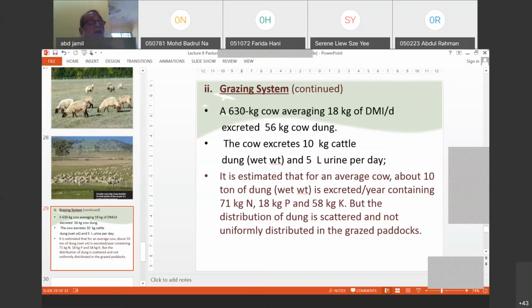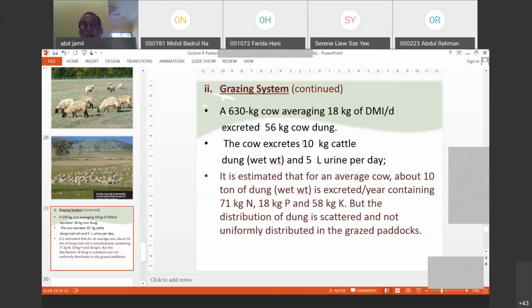So this is for 630 kilogram, and the dry matter intake is about 18 kilogram a day, and they excrete about 56 kilogram of dung. This is wet basis because they drink about probably 80 liters of water a day. So 80 liters plus 18, so a lot of liquid inside the body, plus the urine. So they excrete a lot of dung, which can serve as fertilizer.